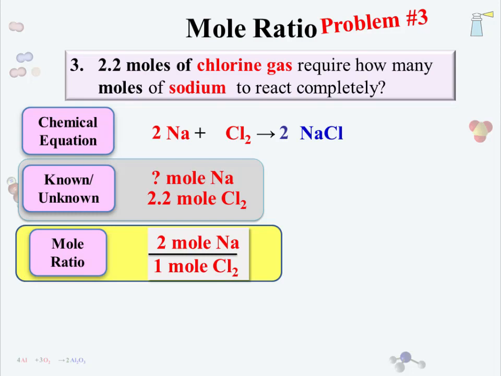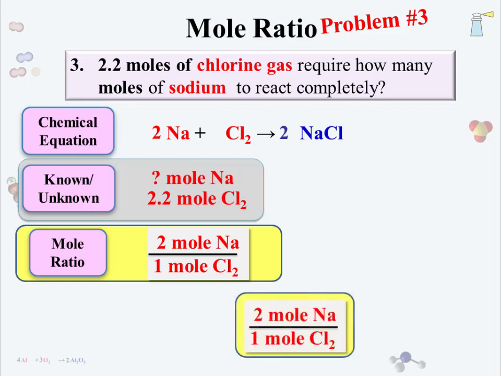Again, the 2.2 moles of chlorine in the problem do not come into play in getting a mole ratio. Mole ratios are independent of the problem. They are solely determined from the balanced chemical equation. The orientation is correct because the current units of moles of chlorine are in the denominator.